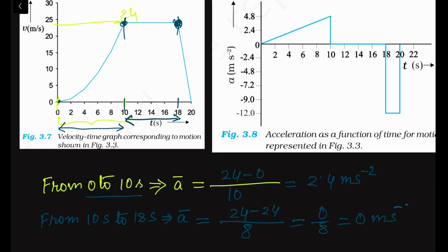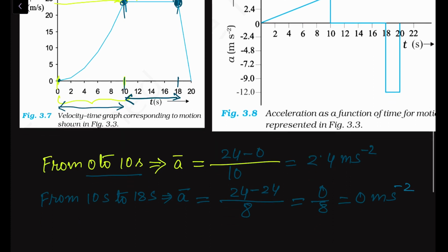So what can we understand from here? Here we can see that the velocity is constant from 10 to 18 seconds, so the acceleration is 0. There is no change in velocity. So acceleration is nothing but the change in velocity over a time interval. Okay. Now let us consider the final point.